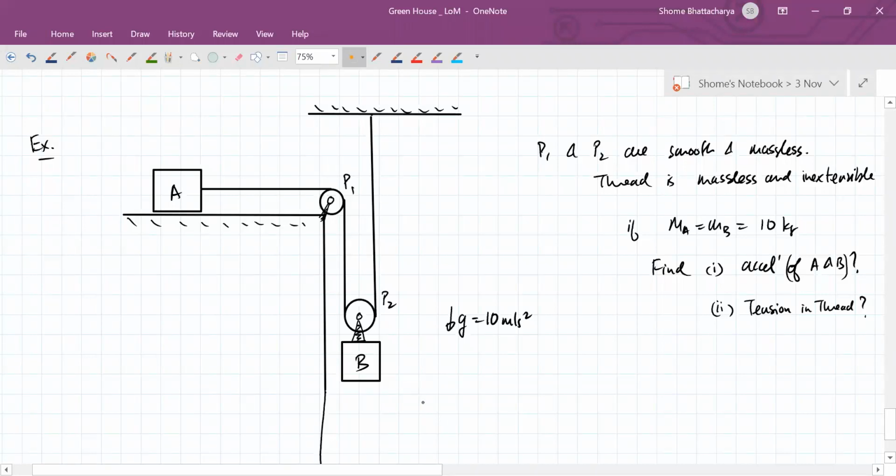So work this out. This should be pretty simple for you based on the previous question. What are the steps you will do here? You will first make the constraint relation between the acceleration of A and acceleration of B. That's the first step. Then free body diagrams, and then solve the equations. Same kind of steps as the previous question.